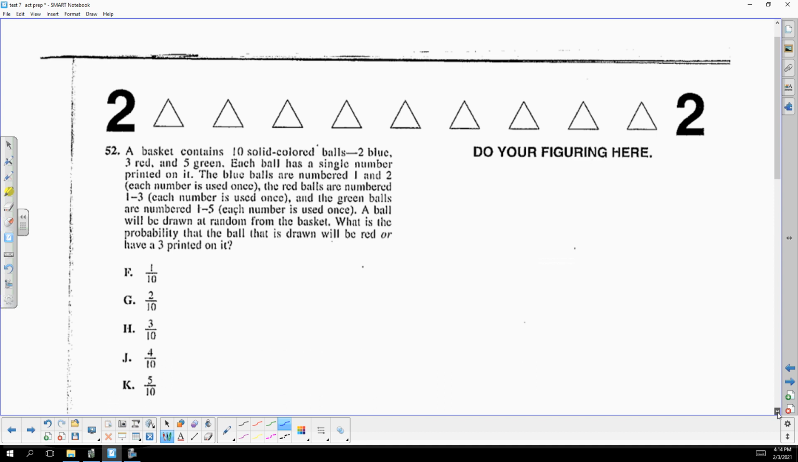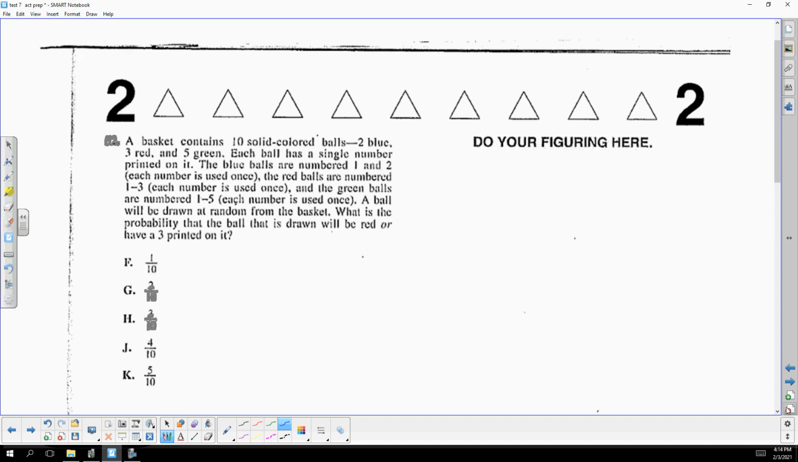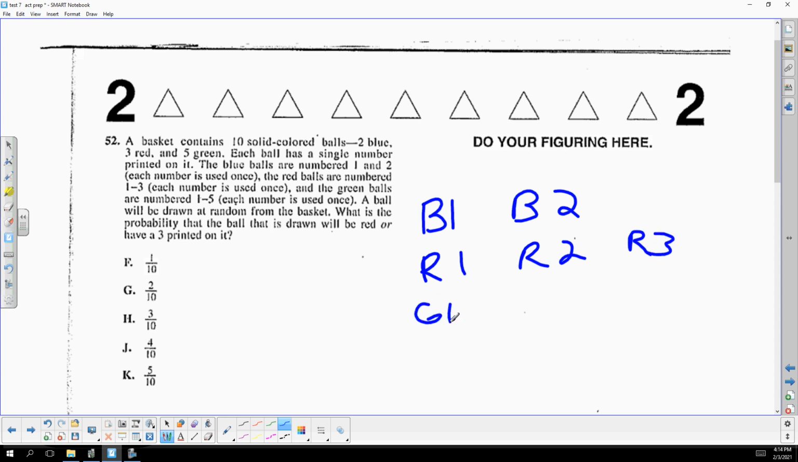Uh-oh. What's this? Each ball has a number, so I wrote all the balls. There's 2 blue, 3 red, red 1, red 2, red 3, and 5 green.